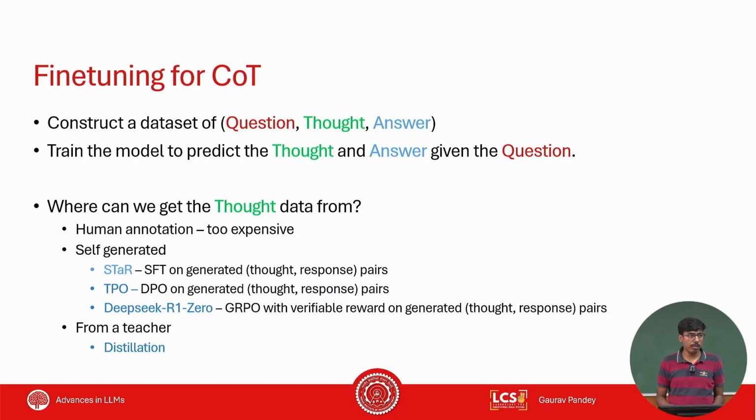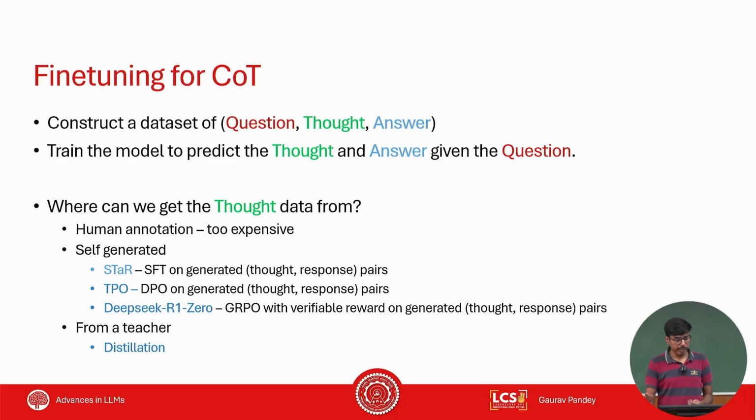Let me create a data set somehow, or collect a data set somehow, of question, thought, and the final solution. And once I have that data, I can do training on top of it. I can maximize the log probability of thought given the question. I can maximize the log probability of answer given the thought and question. Those two things I can train, and then the model will become better at generating thoughts.